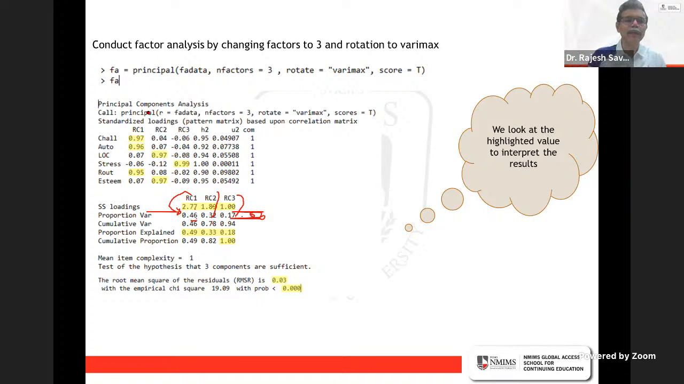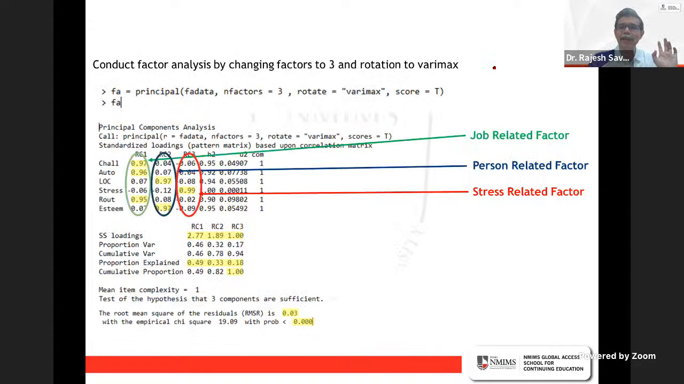Over here, again, we have to understand what is challenge. Challenge is about the job, right? Autonomy is about the job. Routine is about the job. Locus of control is your locus of control, not the job's. Esteem is your esteem, not the job's. So if you can convert that into some sort of naming, this is what you get. RC1 can be called a job related factor, RC2 can be called a person related factor, and stress is stress.